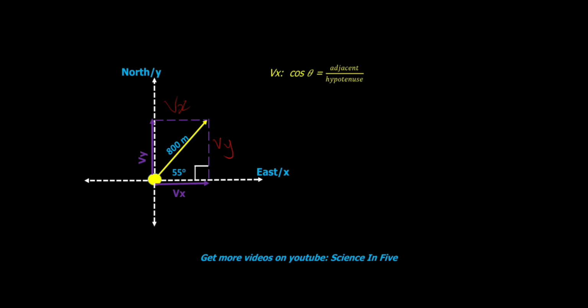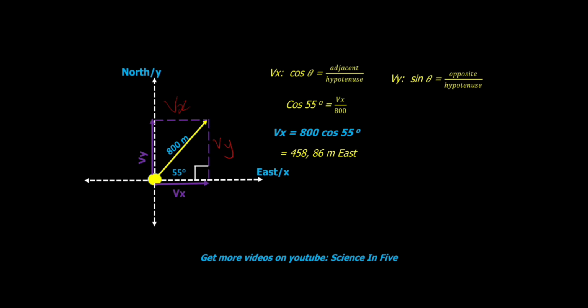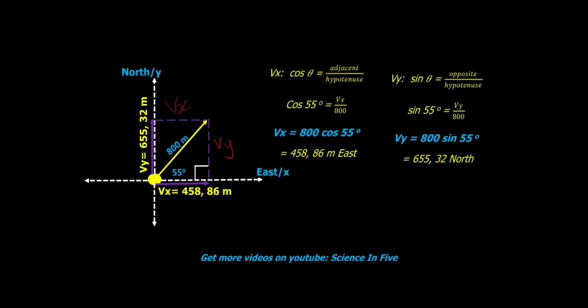Okay. Cos theta equals adjacent over hypotenuse. What is the adjacent side? It's Vx. What is the hypotenuse side? Is the 800. So substituting into that formula, we get cos 55 equals Vx over 800. Vx equals 800 cos of 55. I get Vx equals 458.86 in the eastern direction. Similarly, Vy would be equal to 800 times the sine of 55 to give me 655.32 in the north direction. Okay, that is how you can calculate by using the trig ratios.